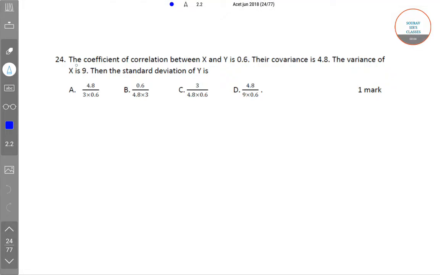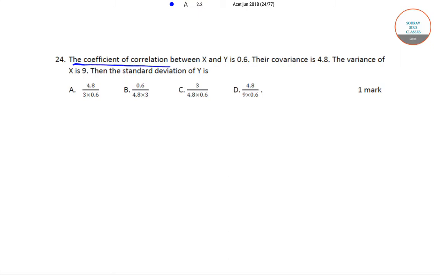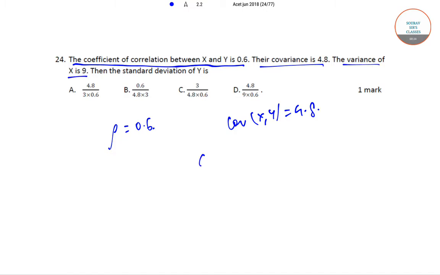The question is, the coefficient of correlation between x and y is 0.6. So rho is equal to 0.6. The covariance is 4.8, so covariance xy is 4.8. The variance of x is 9, so sigma x squared is equal to 9. Then the standard deviation of y is, so we need to find sigma y.